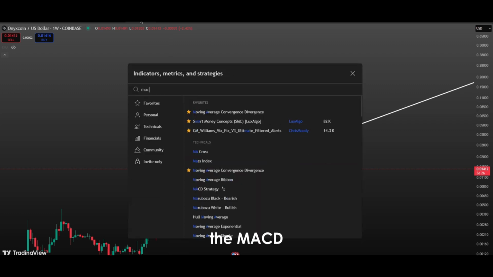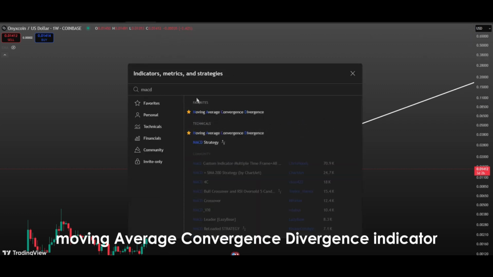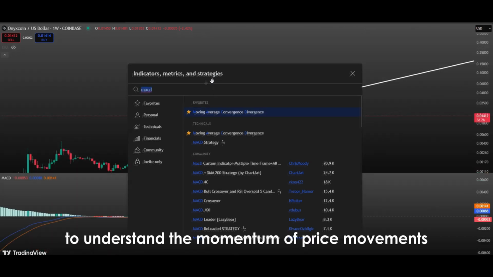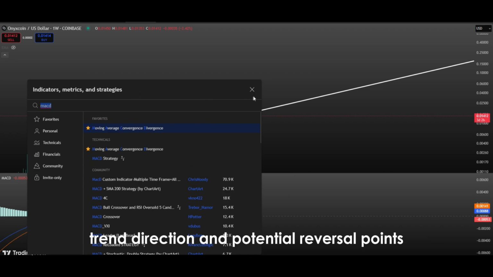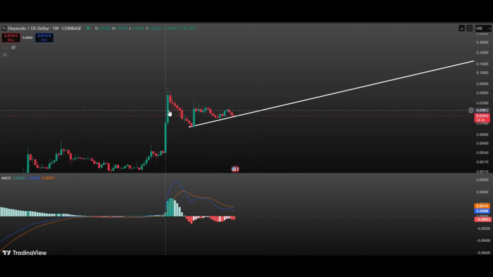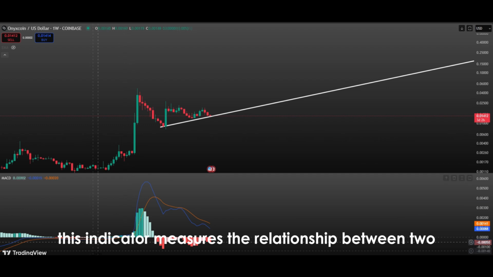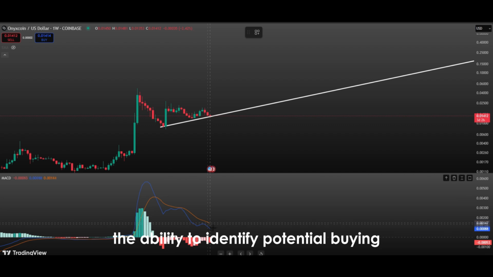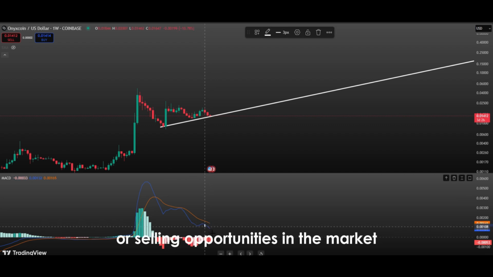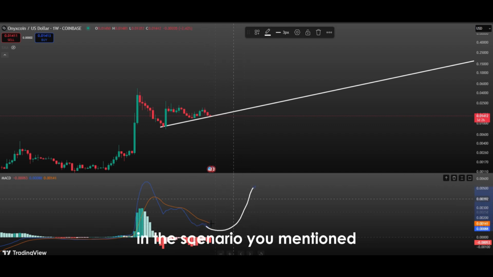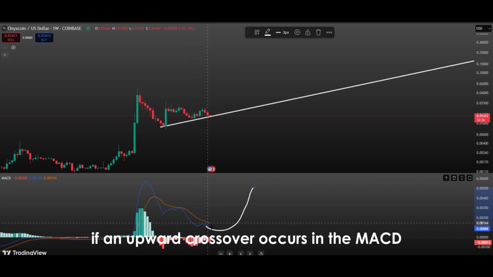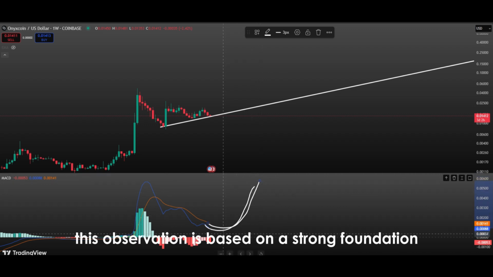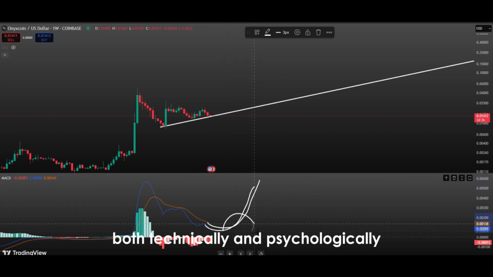Stay tuned. The MACD, Moving Average Convergence Divergence indicator, is one of the most commonly used tools in technical analysis to understand the momentum of price movements, trend direction, and potential reversal points. This indicator measures the relationship between two moving averages, giving investors the ability to identify potential buying or selling opportunities in the market. In the scenario you mentioned, if an upward crossover occurs in the MACD, it is predicted that the price will rise. This observation is based on a strong foundation both technically and psychologically.